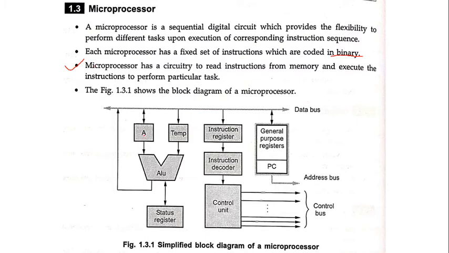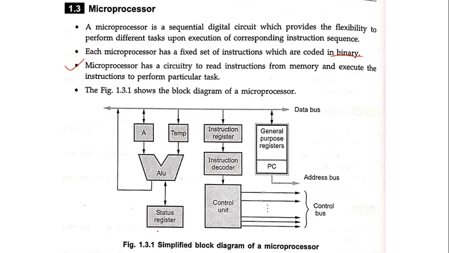Over here we have A, that is the accumulator, temporary, then after that the ALU, that is the arithmetic and logical unit, then the status register, then the instruction register, then the instruction decoder and control unit, and in the last the general purpose register, program counter and address bus. Over here this is our data bus, and all these things are connected with the help of the data bus. And over here we have connected the control bus with the help of the control unit. Okay, and this is the simplified block diagram of a microprocessor.